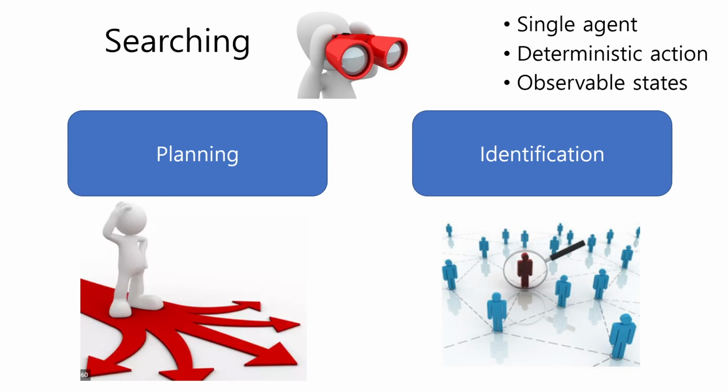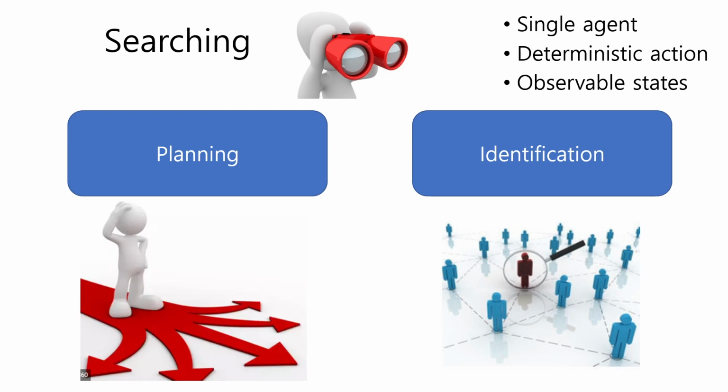Generally, searching means just the process of finding what you need, and we can explain it better by the step of planning and identification. For clearness of solving, we assume that a single agent is going to search. All actions are deterministic rather than probabilistic. All states are observable, and spaces have discrete states.